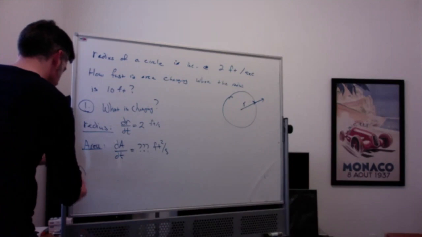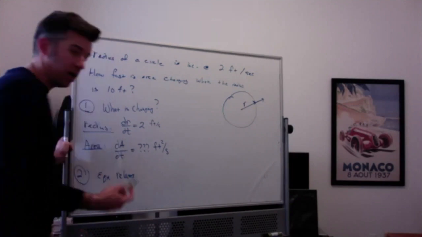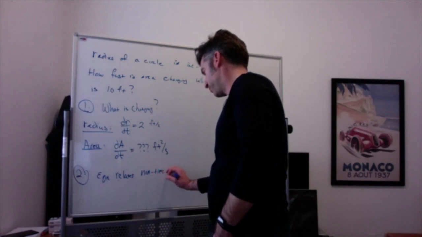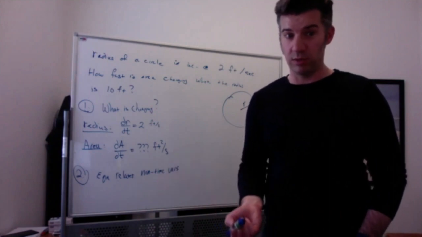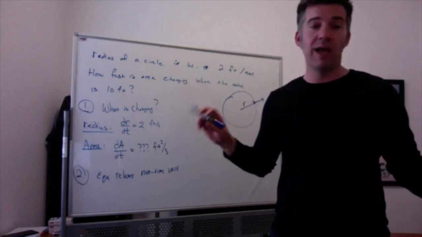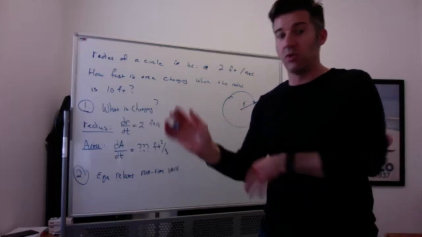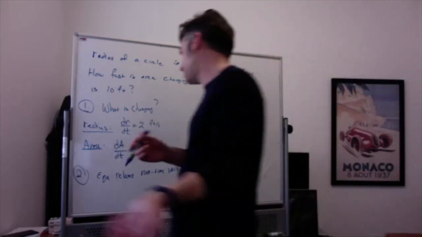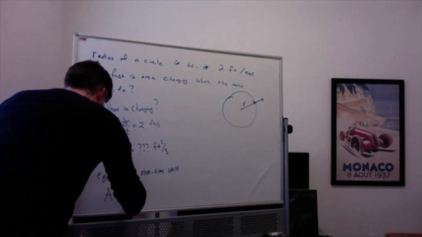Step 2, you want an equation that relates the non-time variables. Almost always this is going to be some sort of geometric equation, meaning the area of the circle, or the volume of the sphere, or the area of the triangle, or something like the Pythagorean theorem, or similar triangles, where you have to say, okay, there's a formula to connect these two things. In this case, it's just the area formula for a circle. The area is equal to pi r squared.